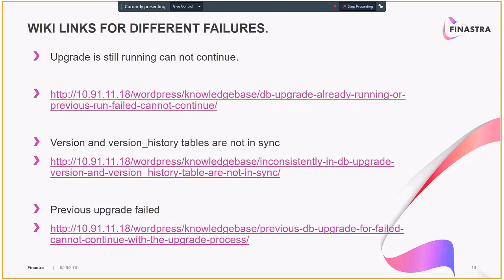Okay, so as mentioned earlier, we have different wiki links. The DB upgrade might keep on failing due to other different errors. Those errors might occur before starting the upgrade, like upgrade is still running, cannot continue; version and version history tables have a difference; or previous upgrade failed. If these are the failures, then we have different wiki links for that. Those could also be referred to for more insights in future if you get errors.